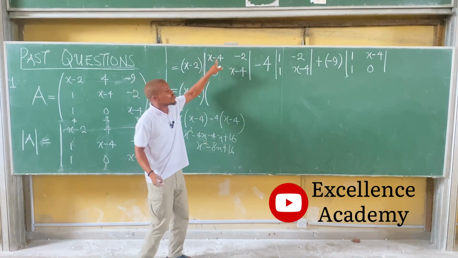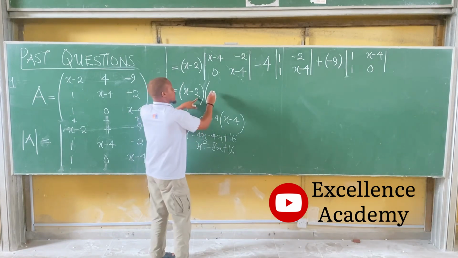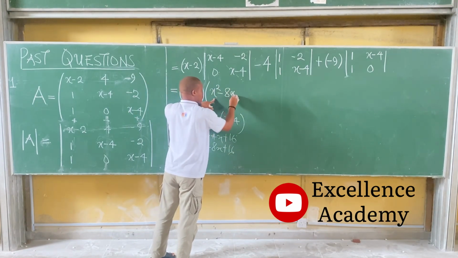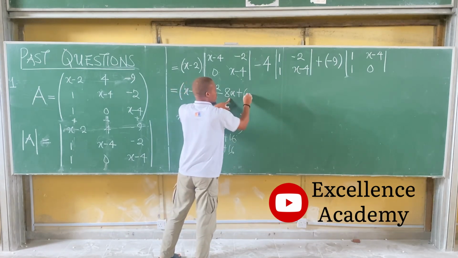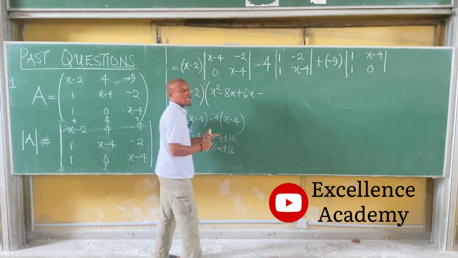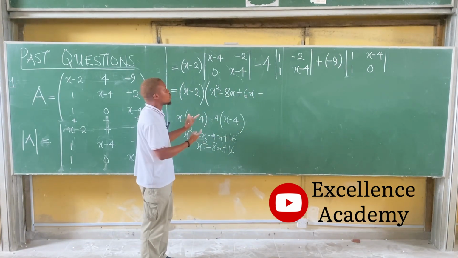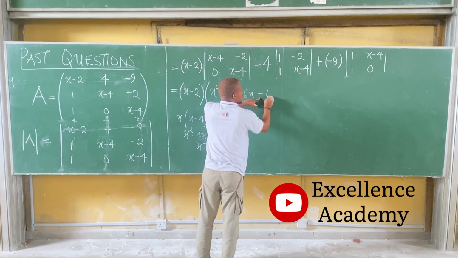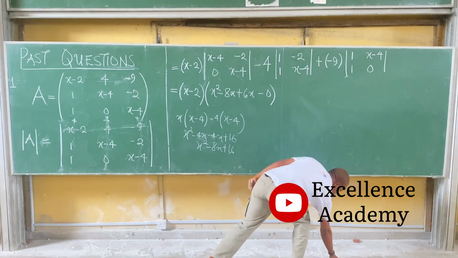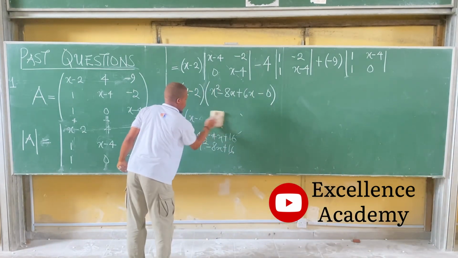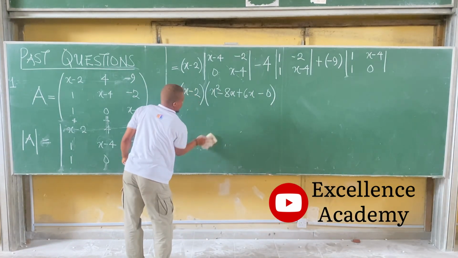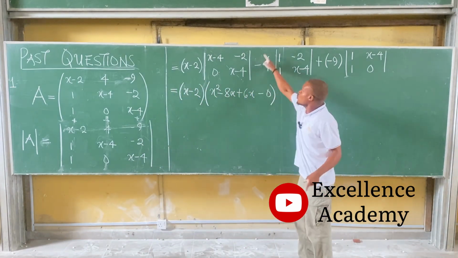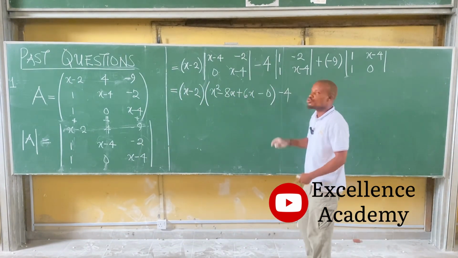So if I multiply this, I get x squared minus 8x plus 16, minus the second diagonal, the product of the second diagonal, which is 0 times minus 2. And this gives me 0. Alright, minus 4. Minus 4. We do the same thing.